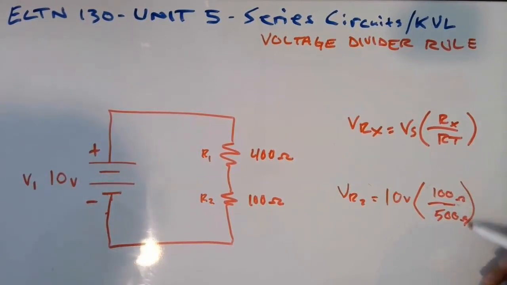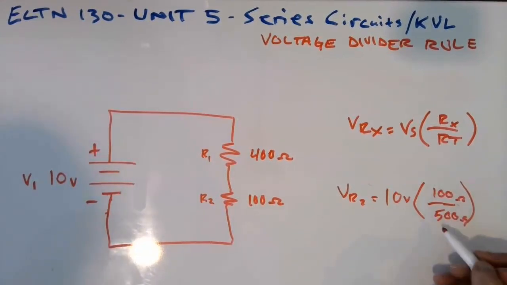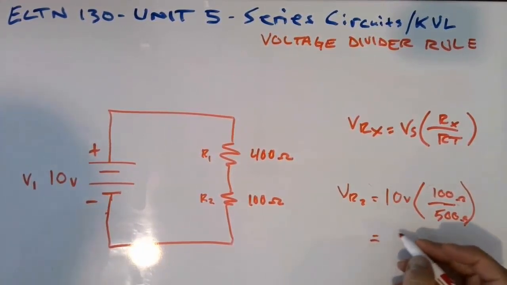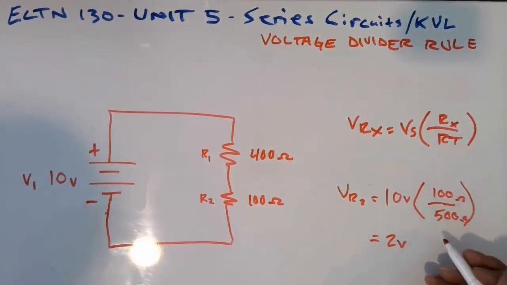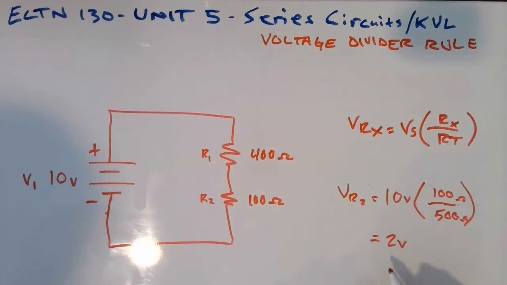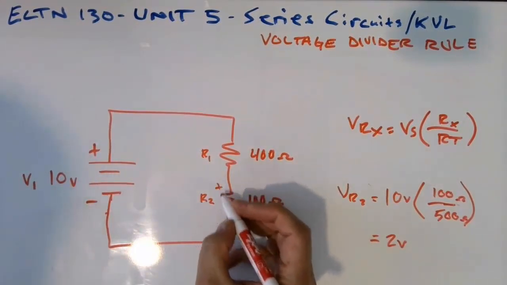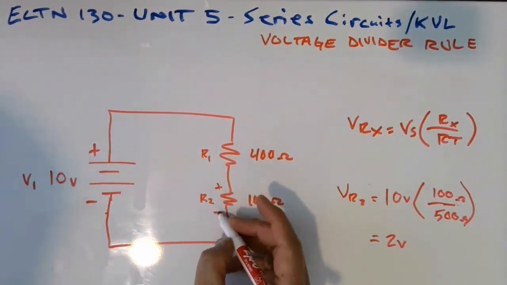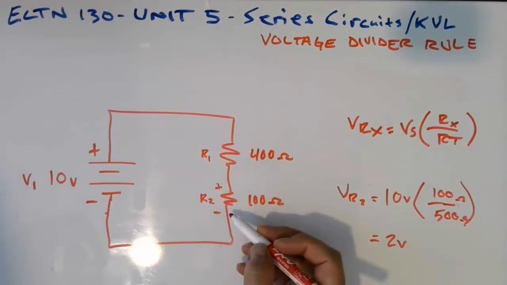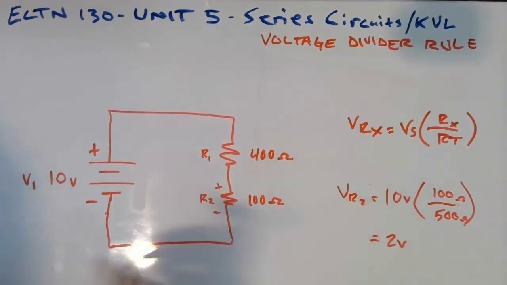Because the units are the same, ohms, we can cancel those out. What this ends up being is basically 1 over 5, or 1/5, and that's 20%, if you know some of these fractional values, and that ends up equaling 2 volts, if we did the math on that. Okay? So we'd have 2 volts across R2. Again, that's not a voltage source, it's just dropping that voltage. Now let's substitute the other values.